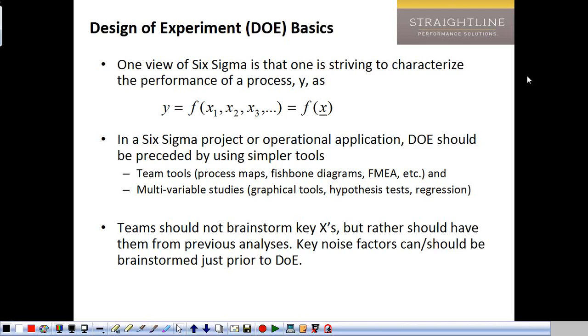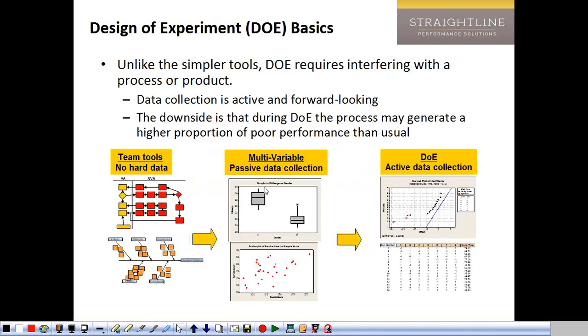And if we're talking about that, it should be preceded by earlier tools: Fishbone, FMEA, process mapping, graphical analysis, or looking at existing data historically. We shouldn't just go straight to brainstorming the X's, but really should have them from previous analyses. That's pictorially represented by this. DOE is really active data collection. That's really what it is.